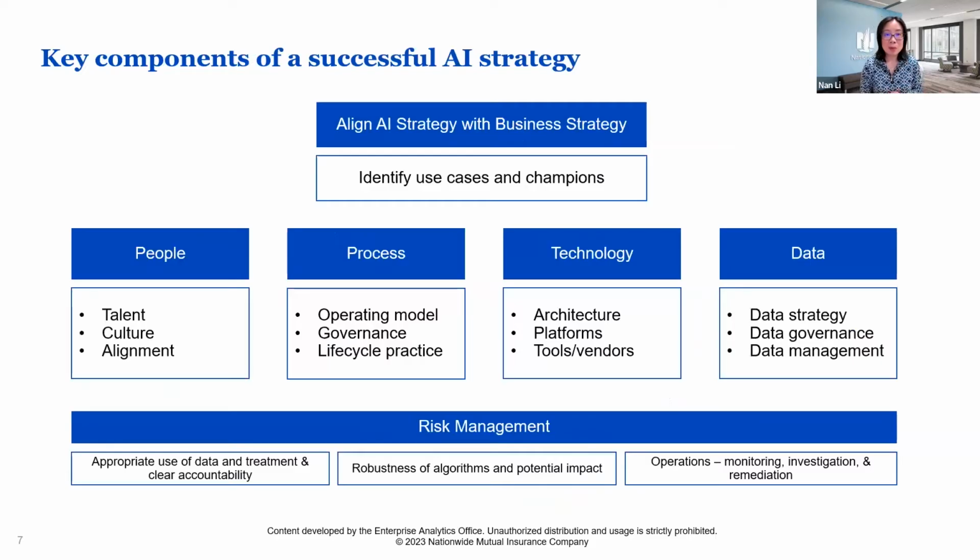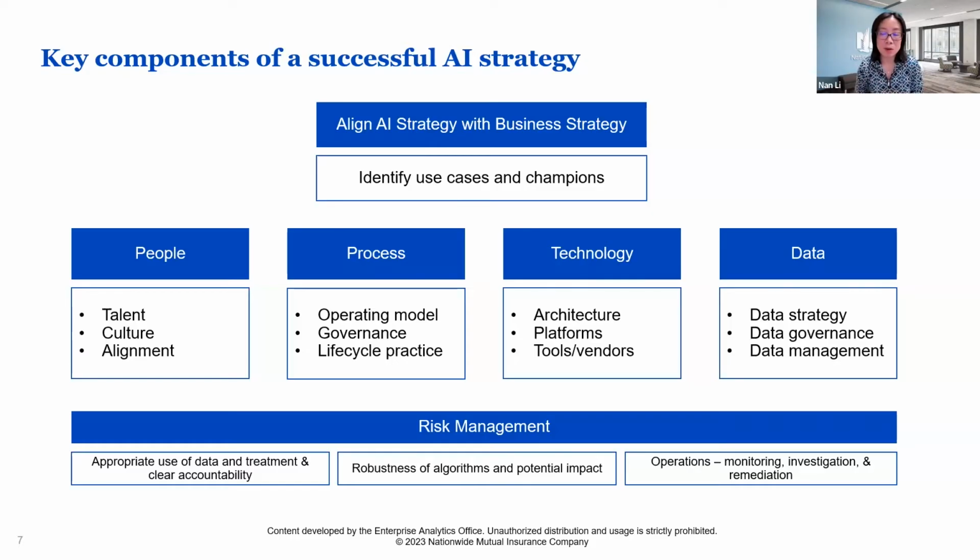Now, what are the key components of a successful AI strategy? Here's what I have. The number one priority is to align your AI strategy with your business strategy. That is your North Star. Your AI is to help you execute your business strategy better, faster, and smarter. If your company's goal is to improve customer experience, you put AI strategy along that.